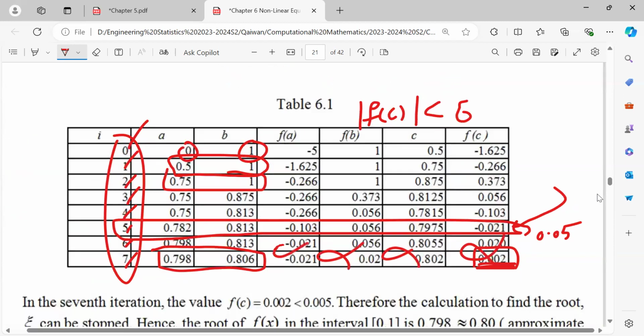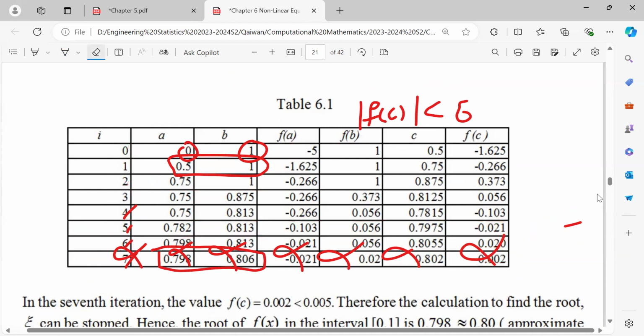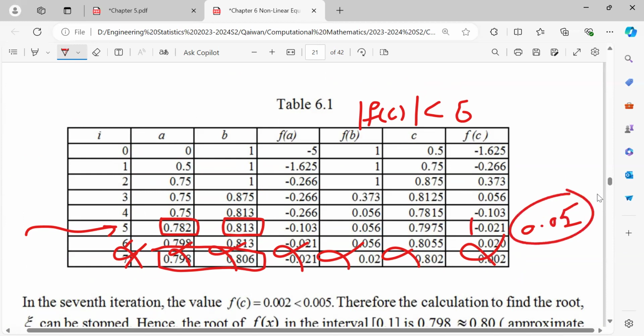So these two are extra steps actually. You don't need to do this. For this example, you should stop here in step 5. In iteration 5, it's enough. So in iteration 5, we get that 0.782 minus 0.813 is less than 0.05. Or f of c at that point is less than the error. You could check one of them.